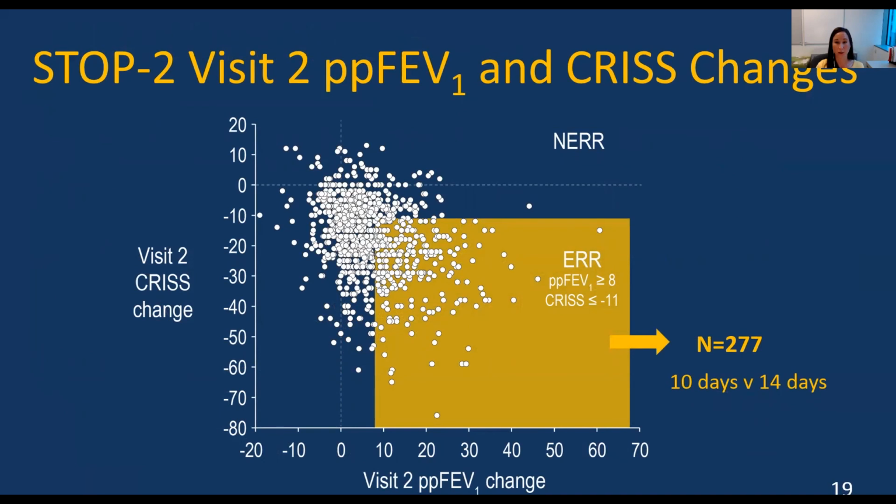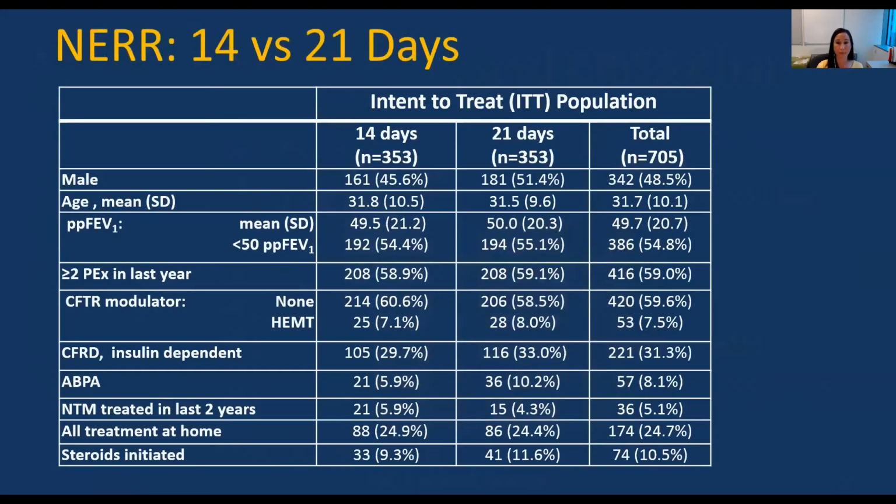So I showed you the ERR data, and now you can see the remainder of these participants in this grid that didn't have the early robust response. That NERR group made up 705 participants, randomized to the 21 versus 14 days. And again, here you can see baseline demographics and clinical characteristics. Mean age here is almost 32. There was balance across the 14 to 21 days.